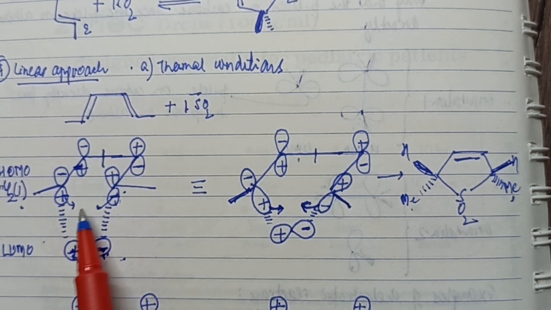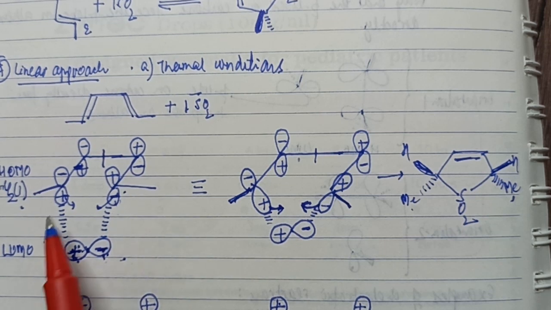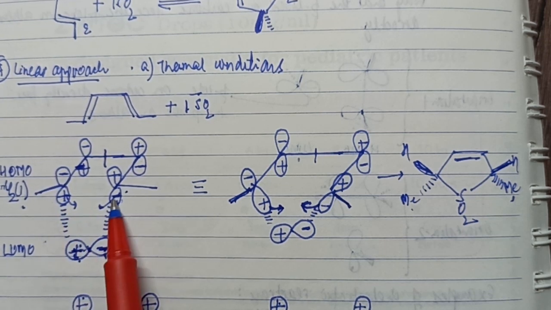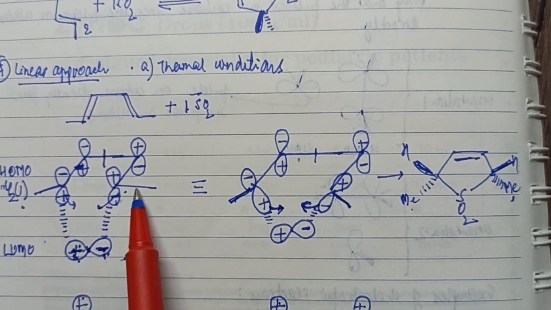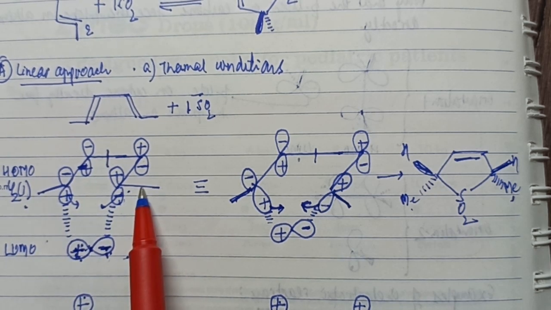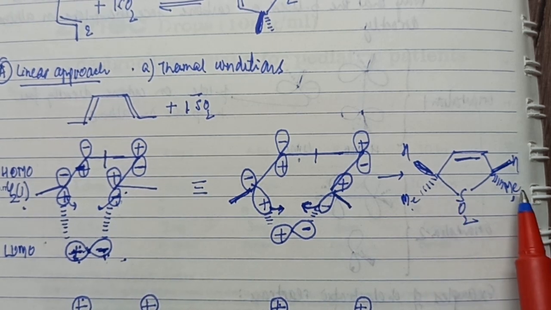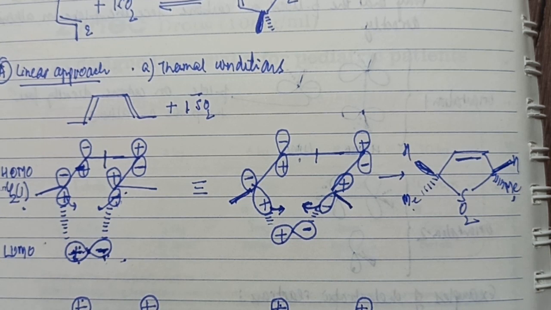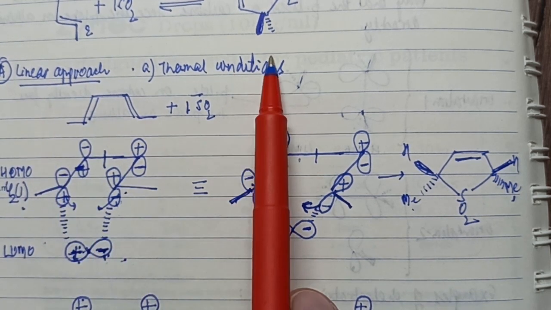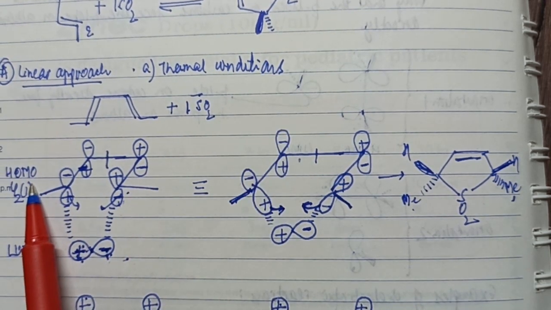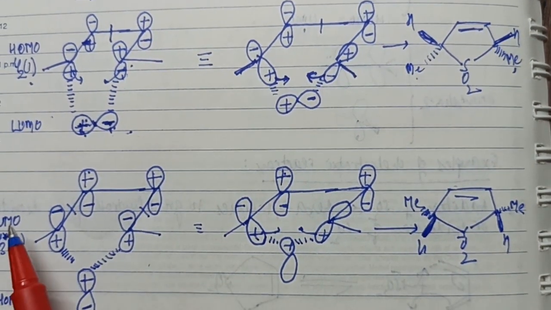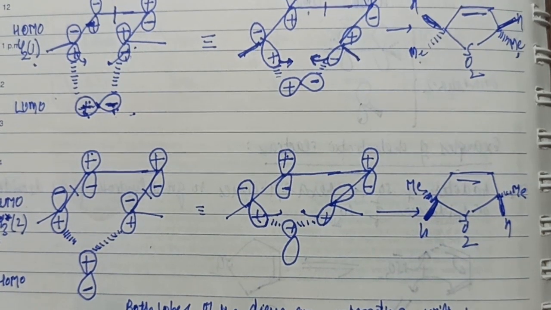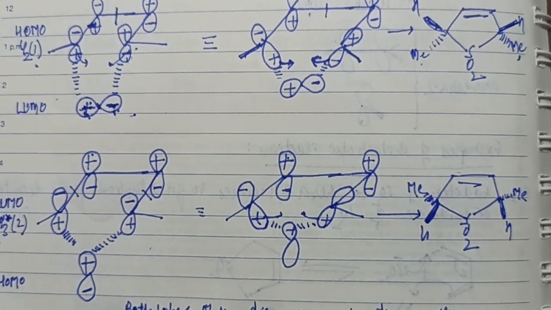And once it is adding suprafacially with respect to two lobes, while bonding, both lobes are moving as if there is a disrotatory ring closure. And since there is a disrotatory ring closure, both the substituents attached to this carbon atom will also move in a disrotatory fashion, and the product will correspond to this kind of a disrotatory motion. Now, this was the linear approach under thermal conditions, where we have taken the HOMO of the diene and LUMO of the dienophile. Of course, if we take the other way around, that is, if we take the LUMO of the diene and HOMO of the dienophile, the orbital picture will still remain the same.